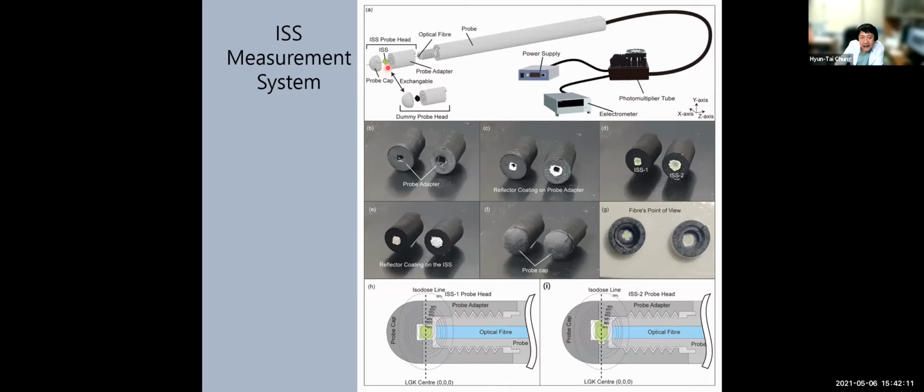So with ISS here, we have a cover and an optical fiber connected to a photomultiplier tube, and this power supply and temperature is automatically self-controlled, and we measure the current from the PMT. And this is the probe adapter without ISS. We applied a reflector and we put ISS here, and reflector again. We cover the ISS with a cap. And before we do anything, you can see the optical fibers here. And this is the dose distribution around the ISS, ISS1 and ISS2.